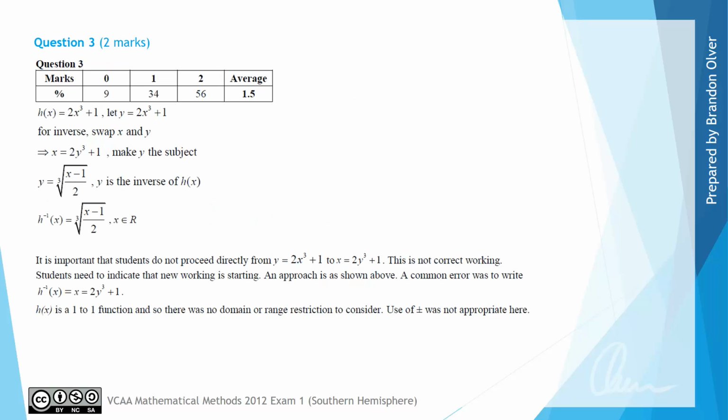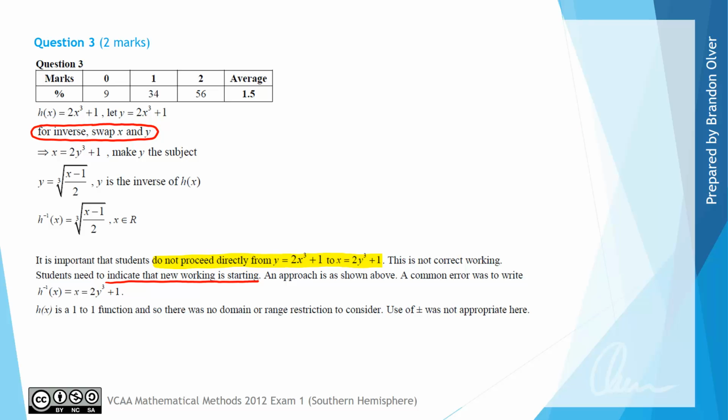From the examiner's report, we can see that it is important that students do not proceed directly from y equals 2x cubed plus 1 to x equals 2y cubed plus 1, as this is not considered correct working. Students needed to indicate that new working is starting, so they can do something like stating for the inverse, swap x and y, or as we did on the previous slide, swap x and y to find the inverse, but some indication needs to be written about what you are doing.